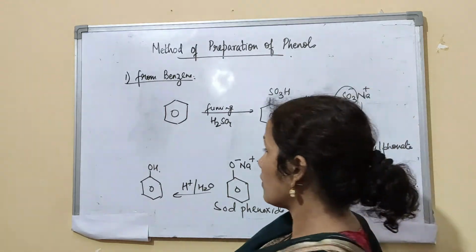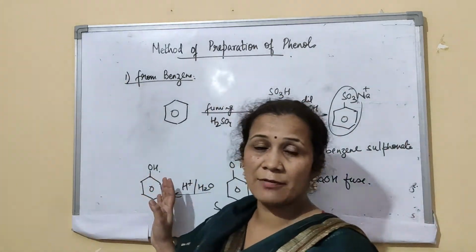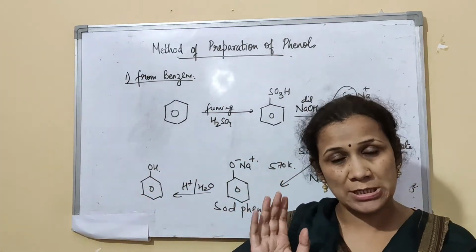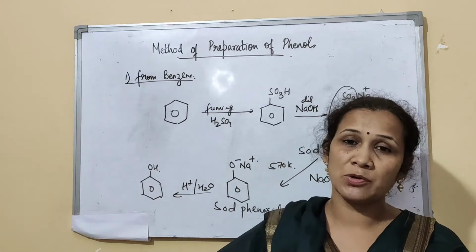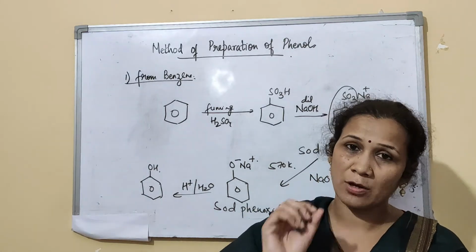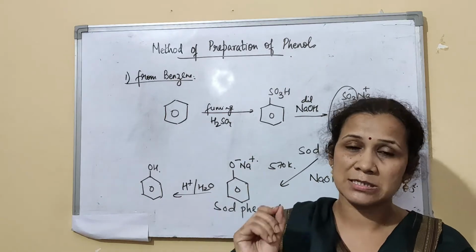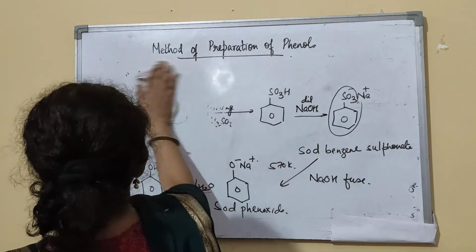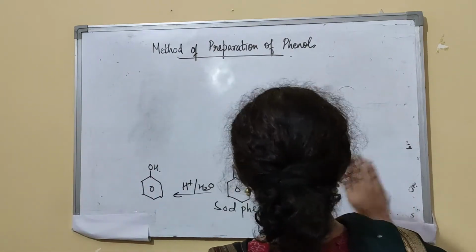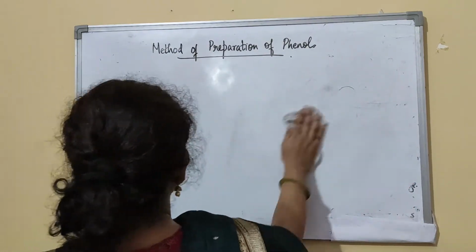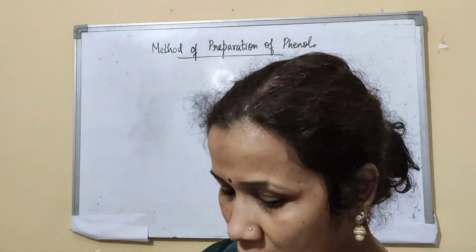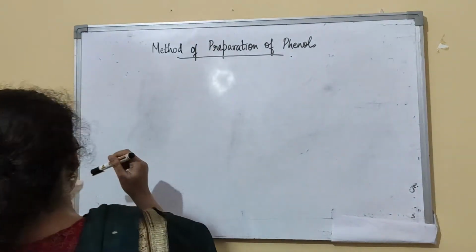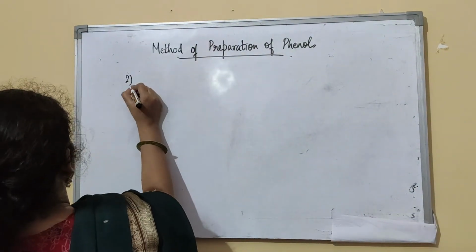Now coming to the second one. Meanwhile, if you don't feel like writing, you just understand, I'll be posting you the notes. From that notes, you can make a copy and then write that systematically all the reactions. So we'll move on to the second method, that is from benzene diazonium salt. So we'll make the second process from diazonium salts.